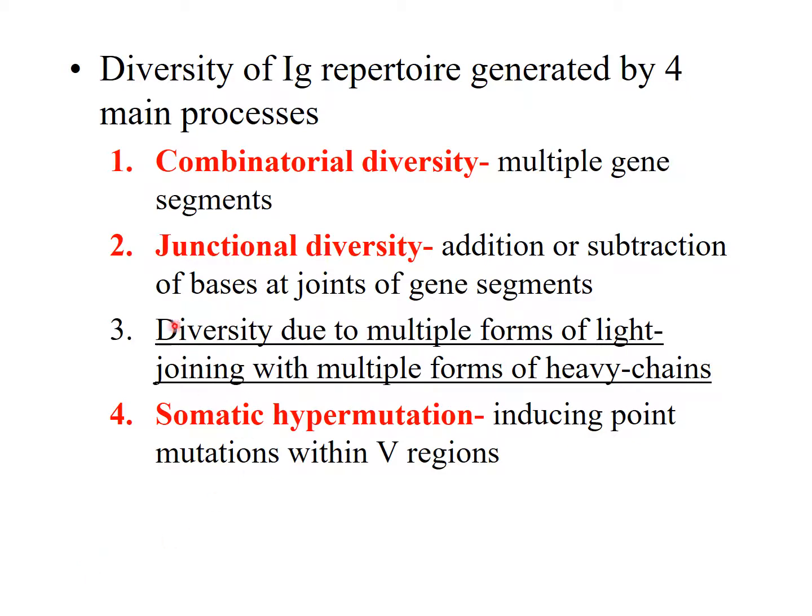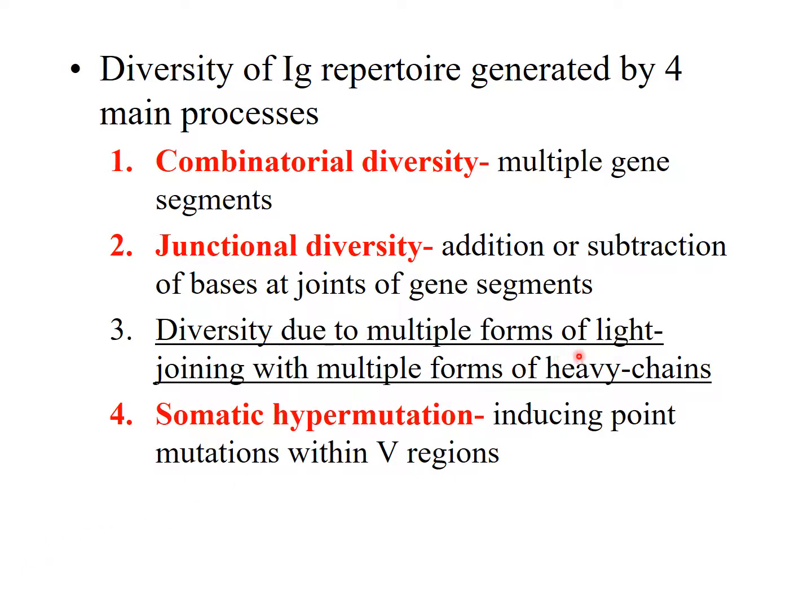Another way is junctional diversity. What happens during the joining? What if during the joining of V to D or V to J, there happens to be an insertion of an A, or a deletion of a G? Because remember, we're talking about double-strand breaks here, and we're trying to join them together. There are no overlapping sequences so that we get a nice, clean fixation here. So you can end up with some slight mutations.